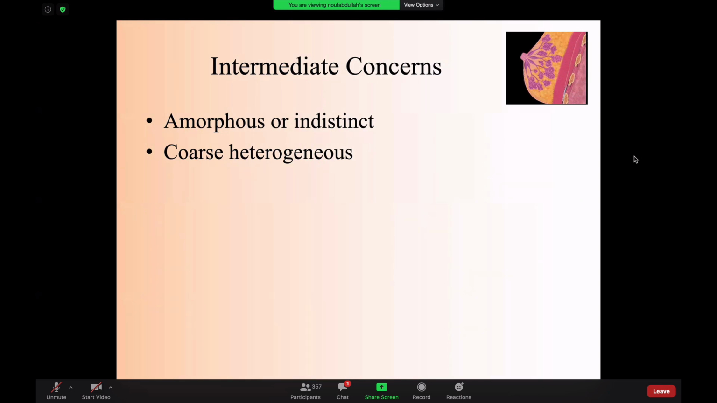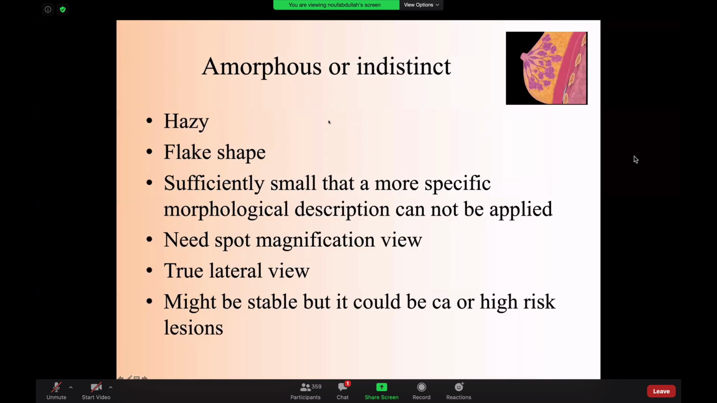Moving into amorphous or indistinct and coarse heterogeneous. I told you before, we used to say that they could be benign. Now, any coarse heterogeneous calcification is usually BI-RADS 4, needs biopsy. Amorphous or indistinct, you need to see the distribution. If it is grouped and it's the first time and you did the magnification and you saw no milk of calcium, then they are probably benign, BI-RADS 3. If they are grouped and new, then they are BI-RADS 4. So really, the morphology of amorphous or indistinct depends on the distribution. So always, as we said, do magnification view, do true lateral view.